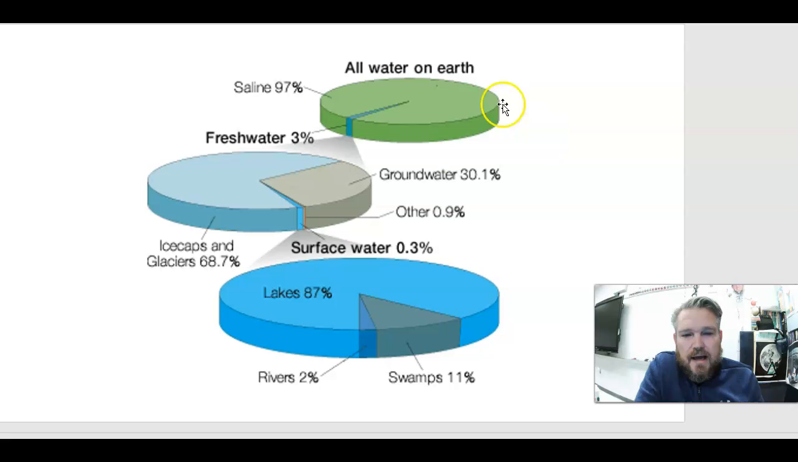So just know all that: you've got this huge chunk, most of it isn't even usable, and of that part that is usable, most of that isn't usable either. That leads you to understand why there is such a problem with water shortages across the globe.